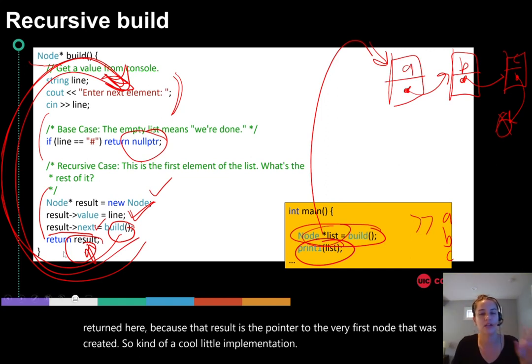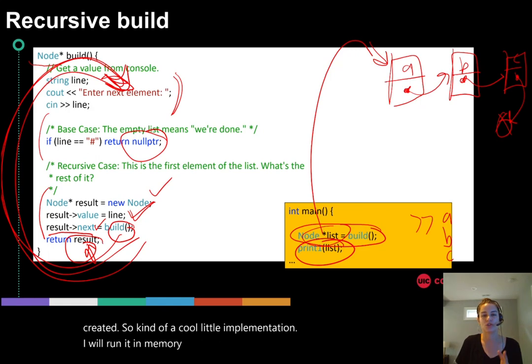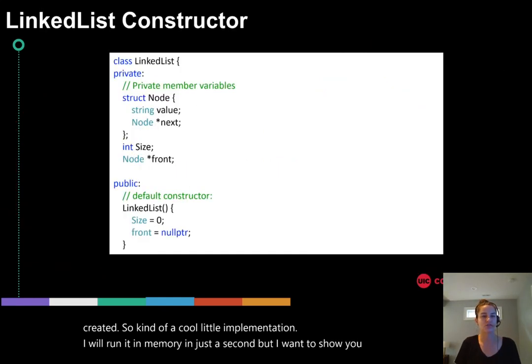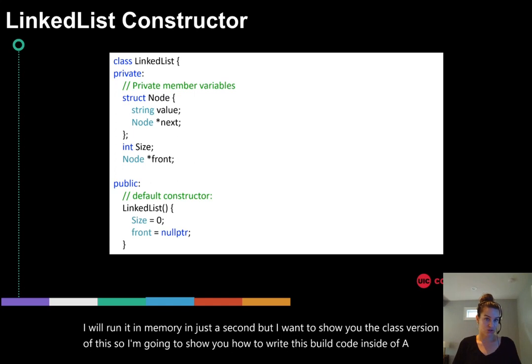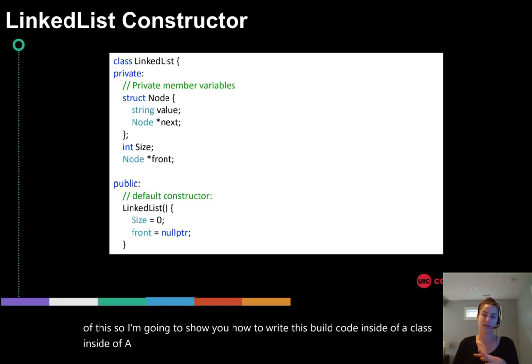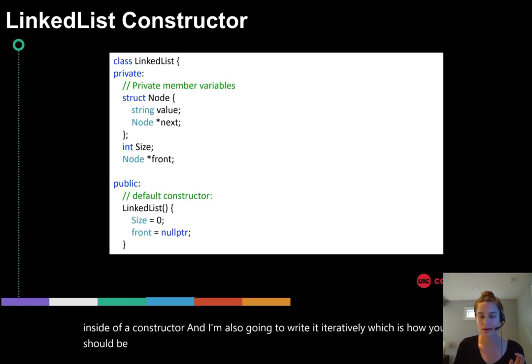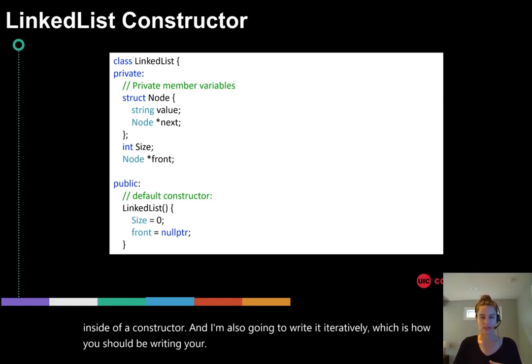I will run it in Memer in just a second, but I want to show you the class version of this. I'm going to show you how to write this build code inside of a constructor in a class, and I'm also going to write it iteratively, which is how you should be writing your linked list functions.